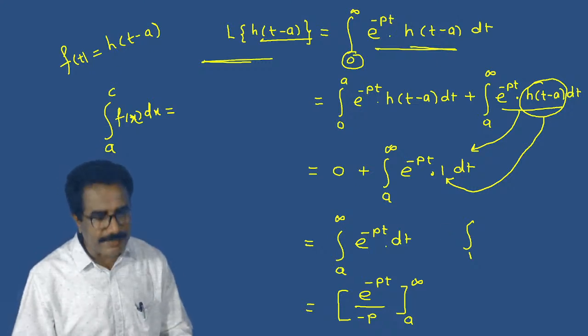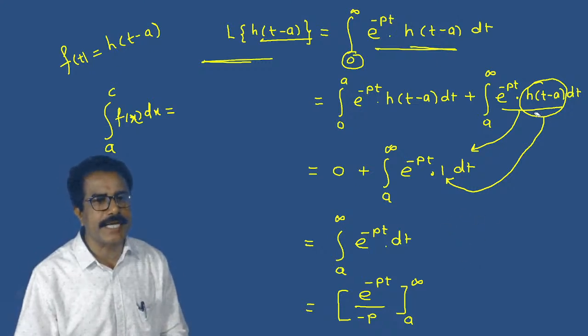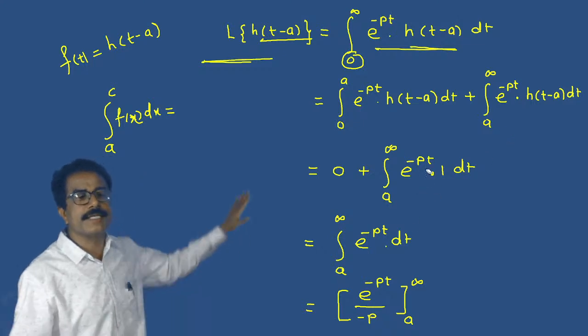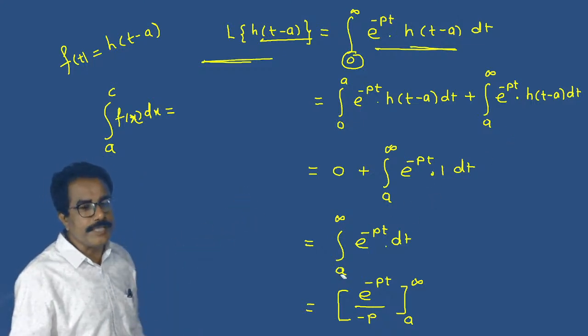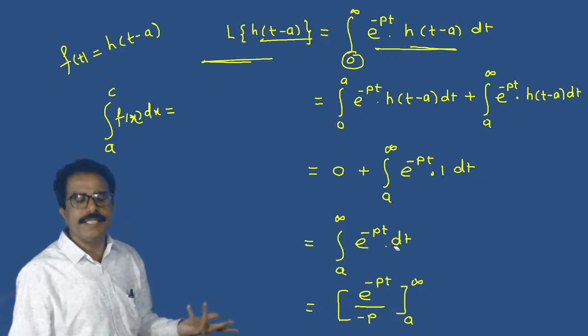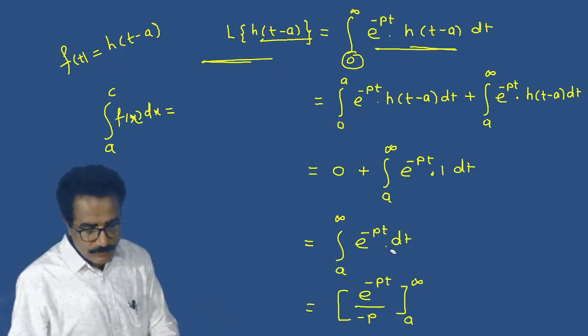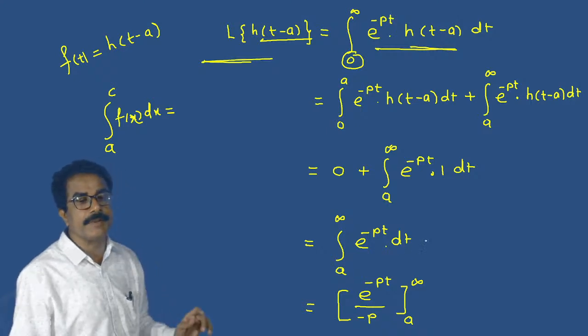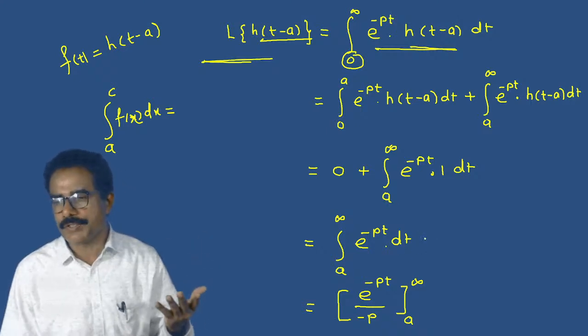So our integral becomes, this is the simplified form of the integral. So integral from a to infinity e raised to minus pt dt. This is a simple function, so we can find the integral of this function. What is the integration of e raised to x?